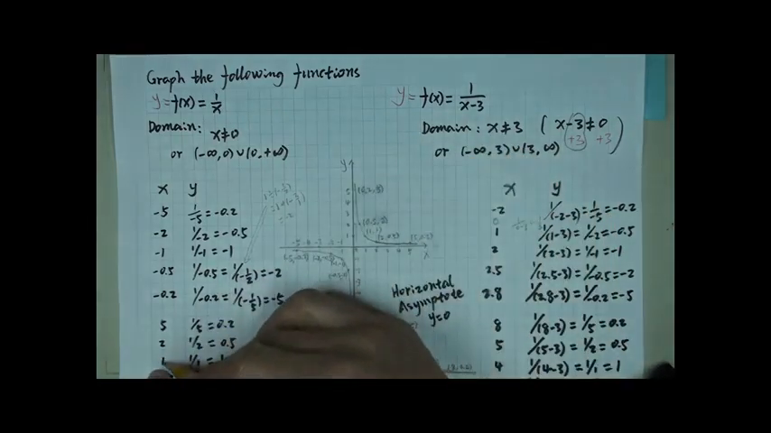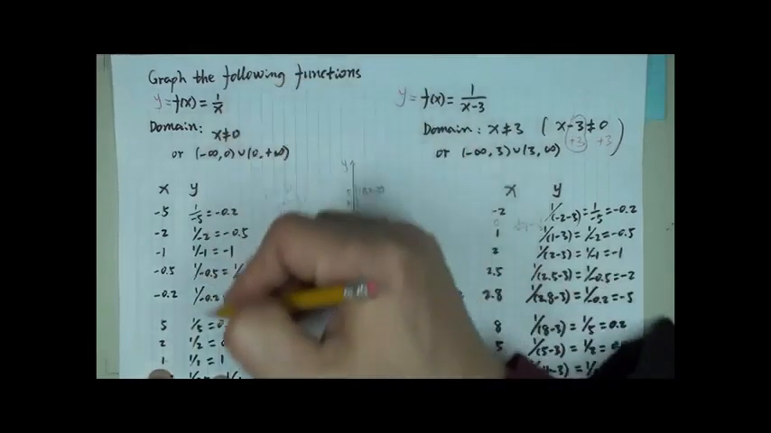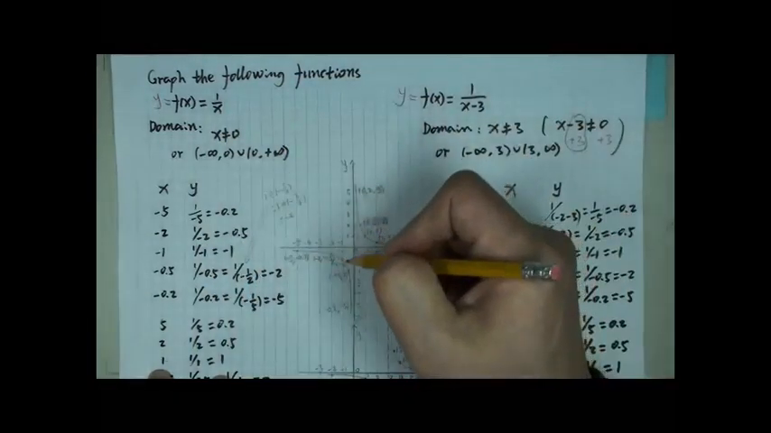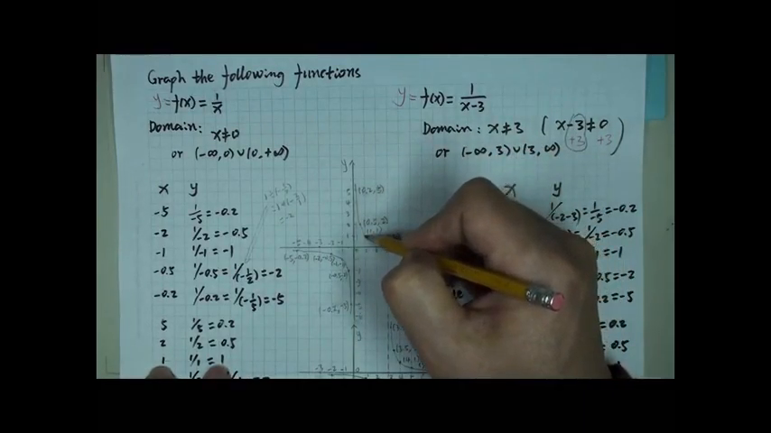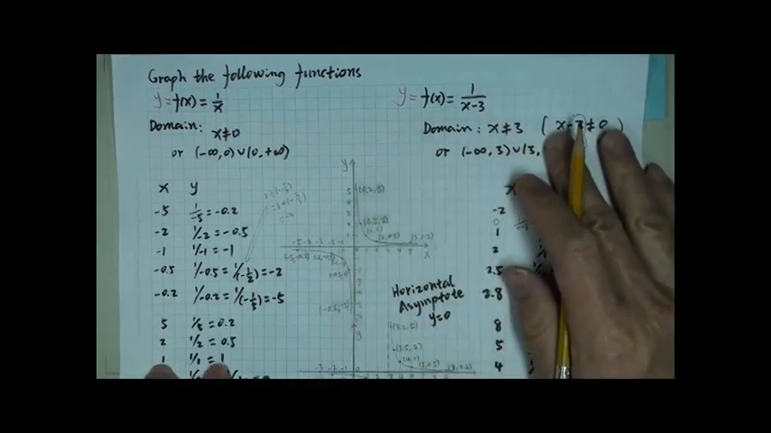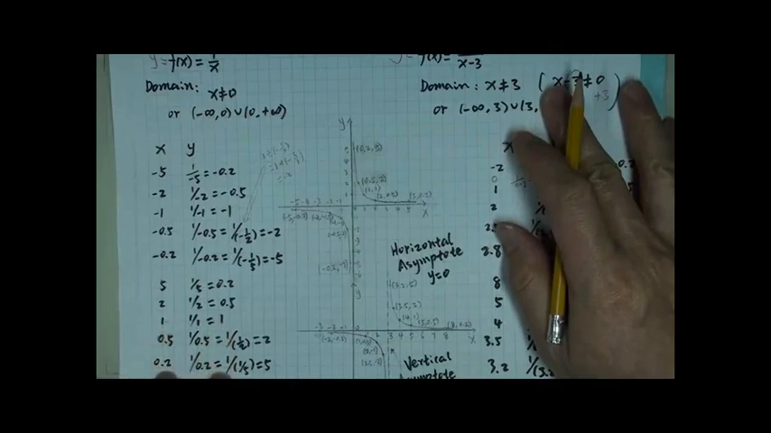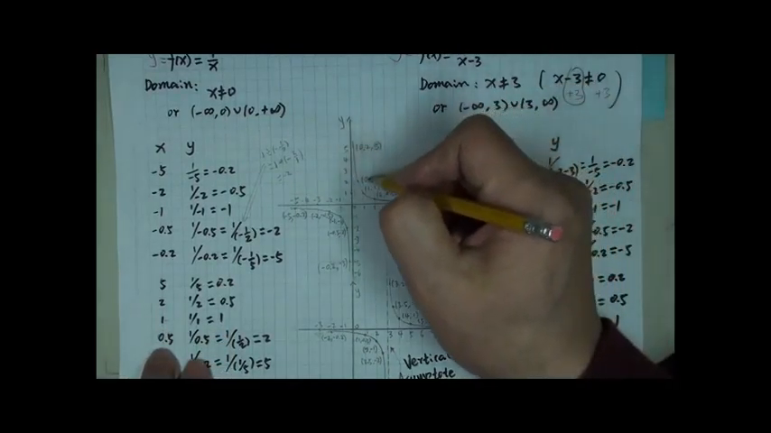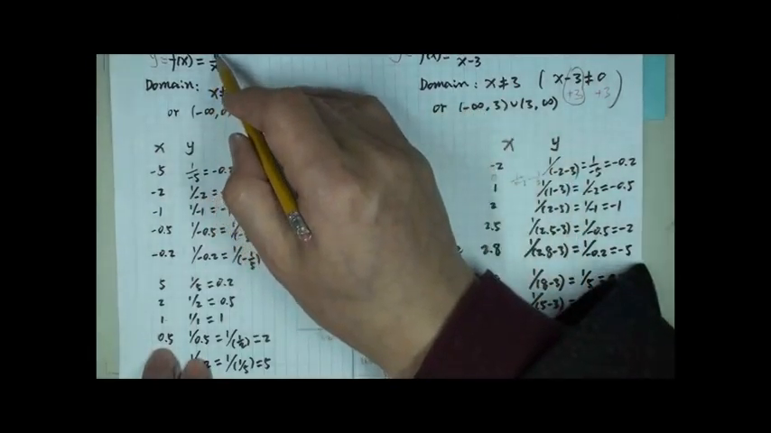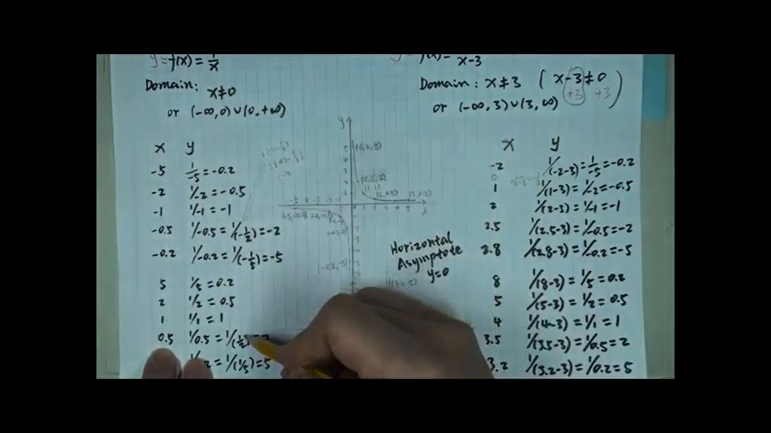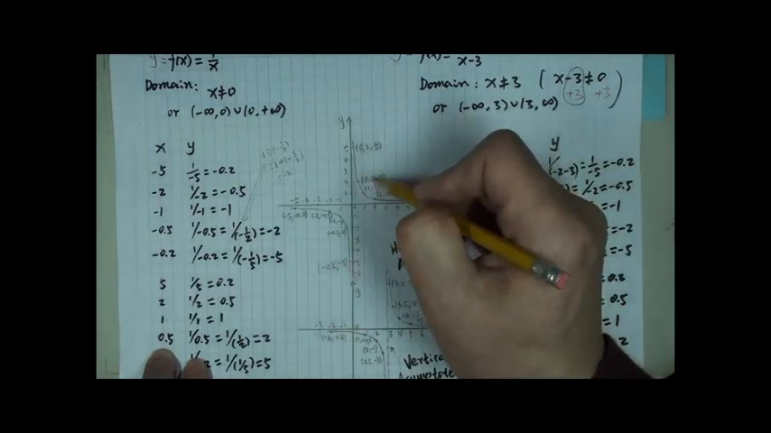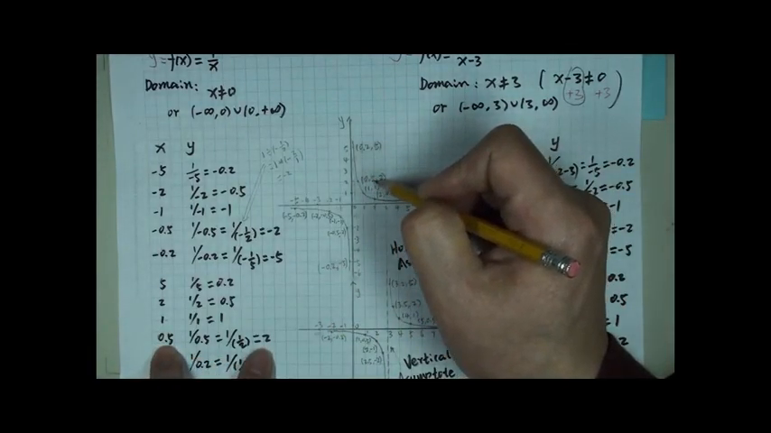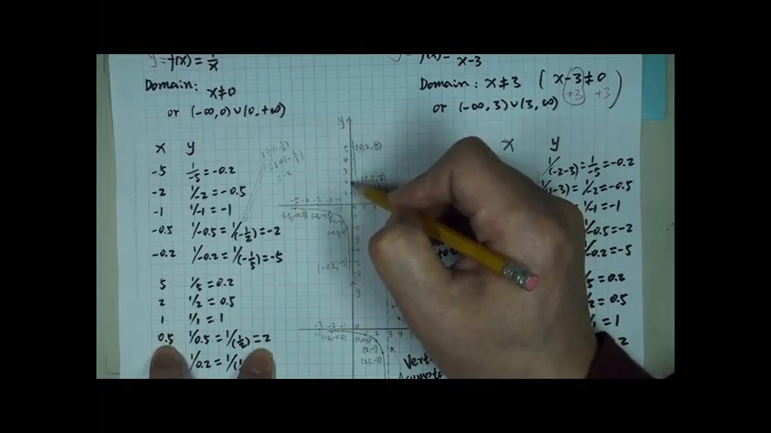Now x is 1: you plug in 1 divided by 1, you have 1. So here x is 1, y is 1. This is the third point. Now another 2 points. You have 0.5. You plug in here: 1 divided by 0.5 is 1 divided by 1/2. Flip the 2 up, so you have 2. So 0.5 is for x, and y is 2. So the point (0.5, 2) is right here.